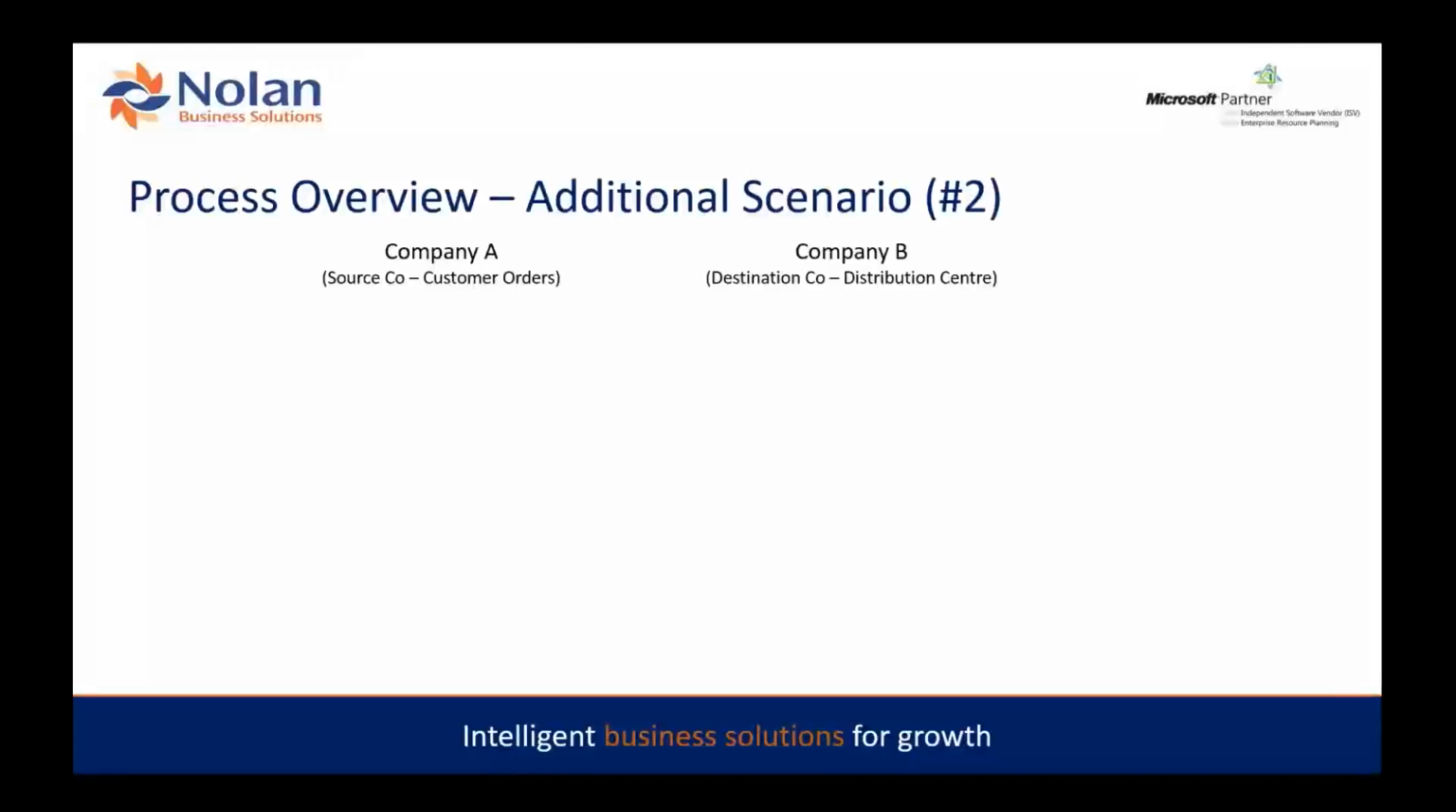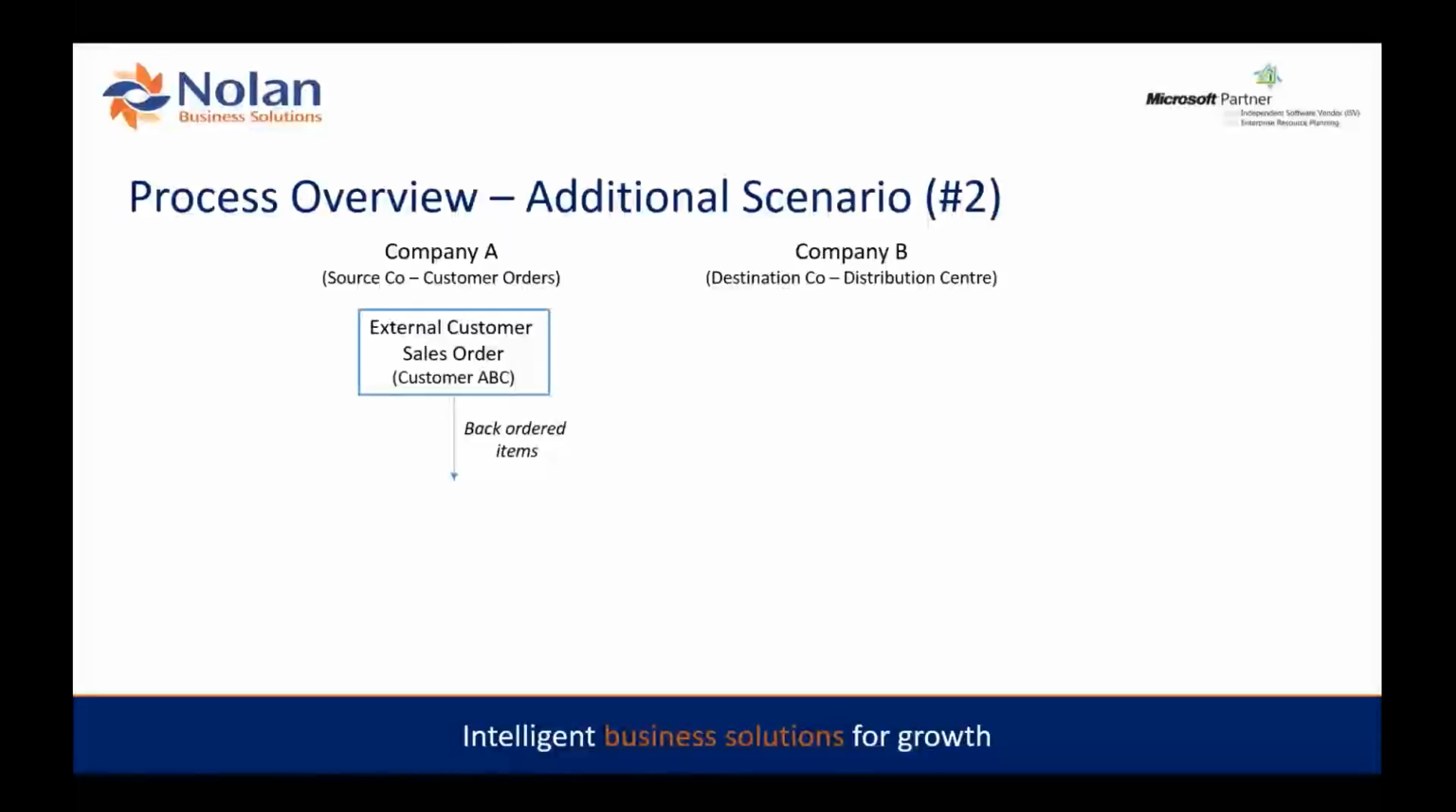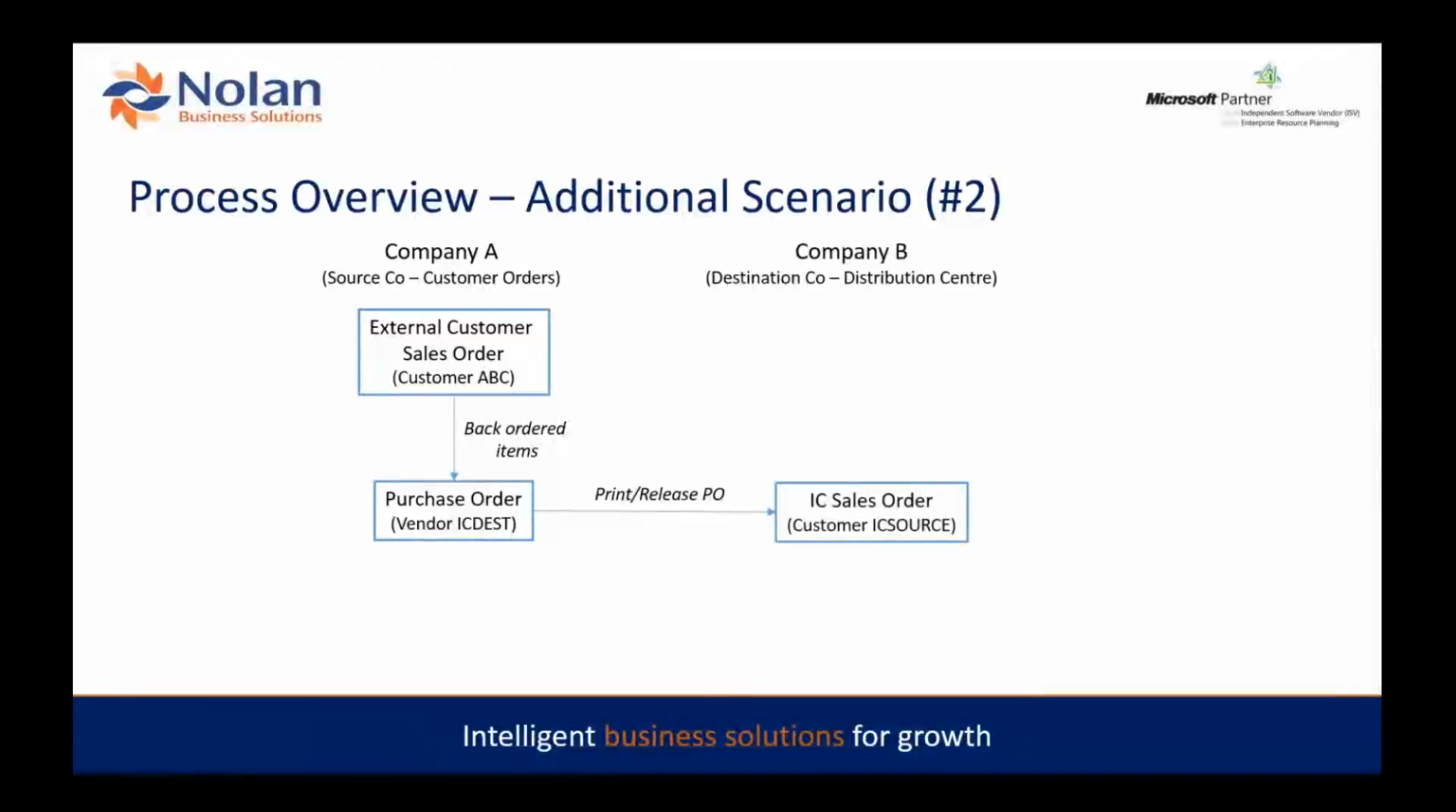There are a few additional business scenarios supported by Nolan's intercompany POP to SOP. The POP to SOP loop can also be directly initiated from an external customer sales order in Company A. Leveraging Dynamics GP's standard PO generator functionality, backordered items generates a purchase order to our intercompany vendor, and upon printing and releasing of that PO, the intercompany POP to SOP process will be set into motion as demonstrated earlier.